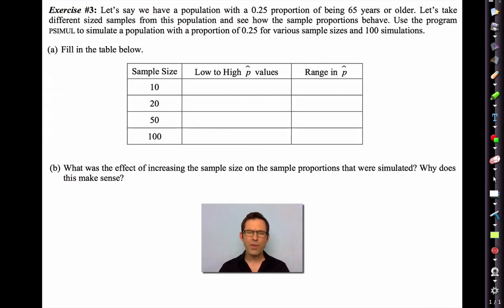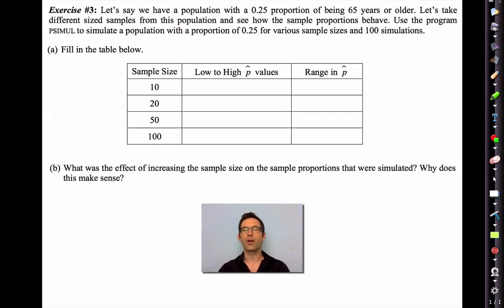Now, one thing I'd like to investigate using our simulator is how important sample size is. Generally speaking, when we are sampling, the bigger the sample size, the better. And I want to check that out. So in exercise 3, it says, let's say that we have a population with a 0.25 proportion of being 65 years or older. So we have this giant group of people out there, and 25% of them are 65 years or older.